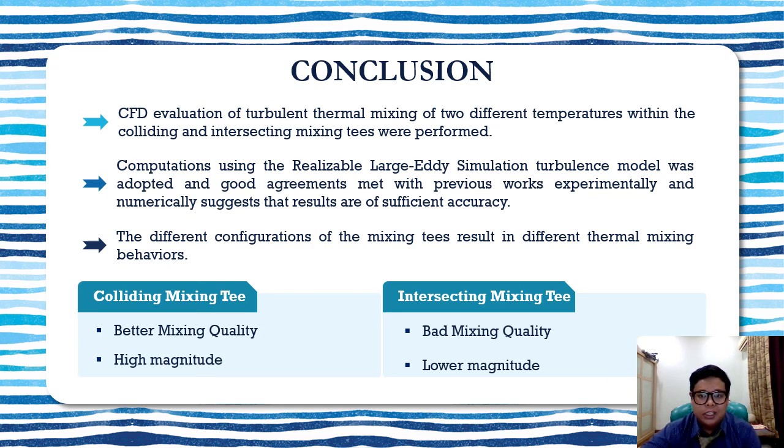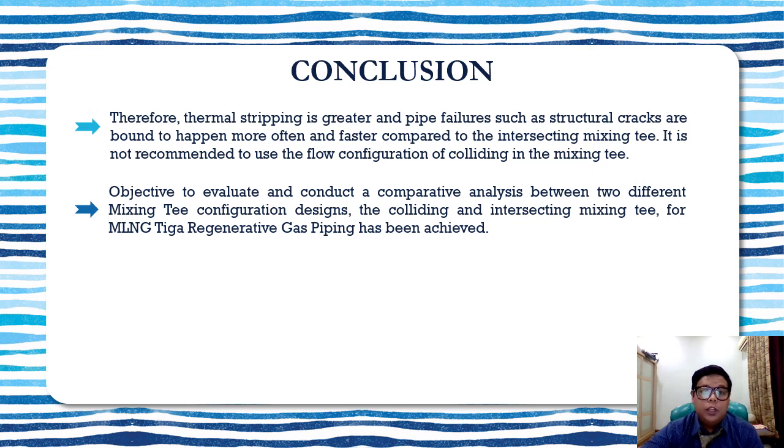The different flow configuration in the mixing T results in different thermal mixing behavior, whereas the colliding mixing T provides a better mixing quality compared to the intersecting mixing T. Despite the quality of the thermal mixing, the colliding mixing T proved to have higher intensity in terms of temperature fluctuation in comparison to the intersecting mixing T. Since the temperature fluctuation intensity is much higher, the magnitude of the fluctuation tends to become high. Therefore, thermal striping and high cycle thermal fatigue tend to occur more often and in a shorter period of time when compared to the intersecting mixing T.